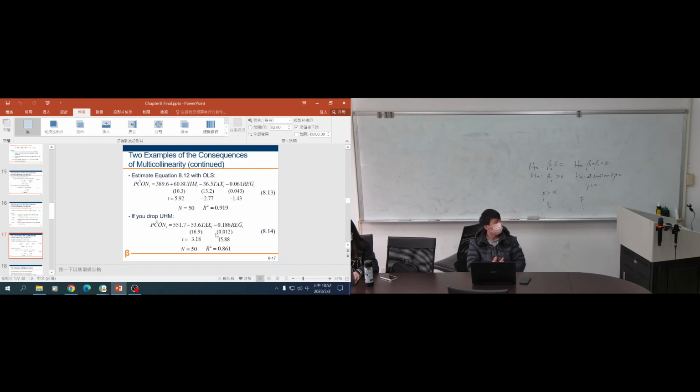Anybody want to say? Registration became negative. We expect positive, right? The more motor vehicles, the more petroleum consumption. So the sign is different. Anything else?